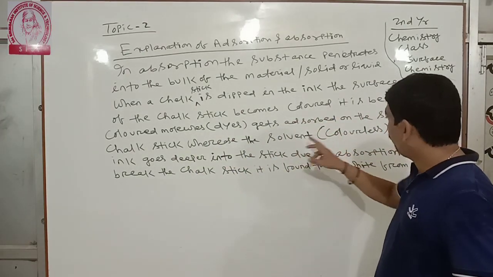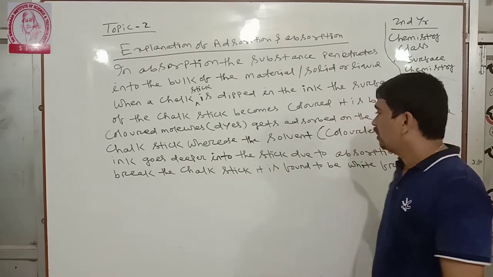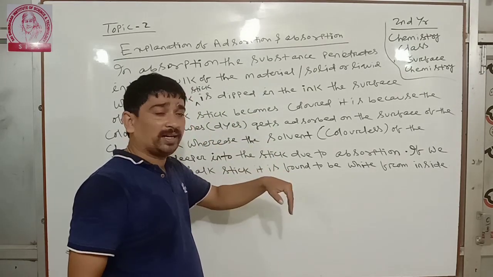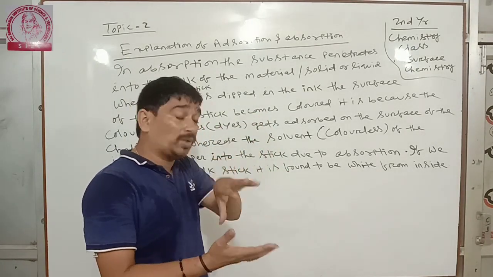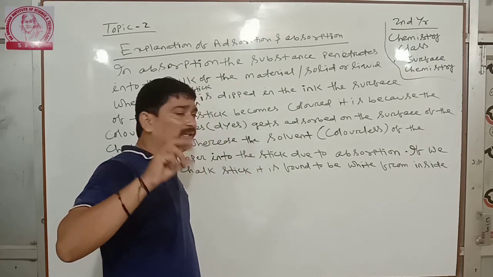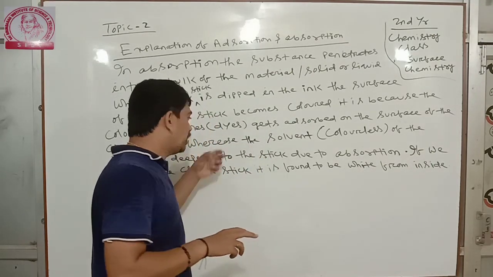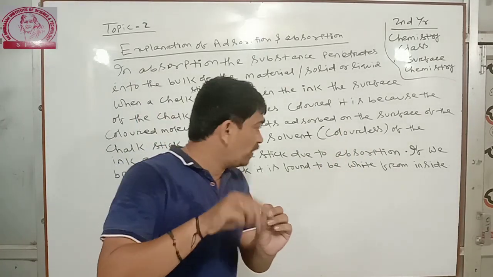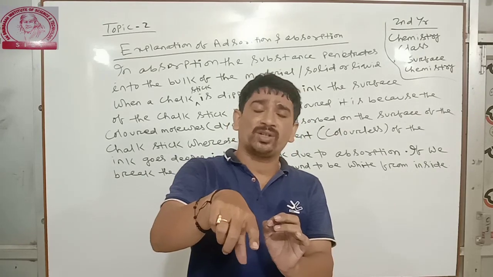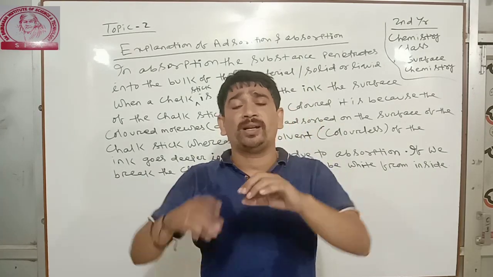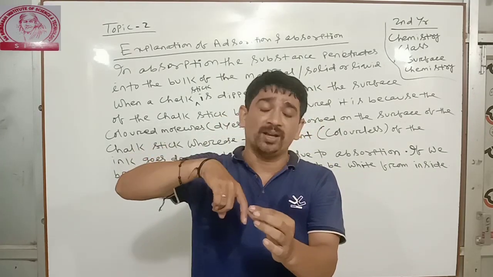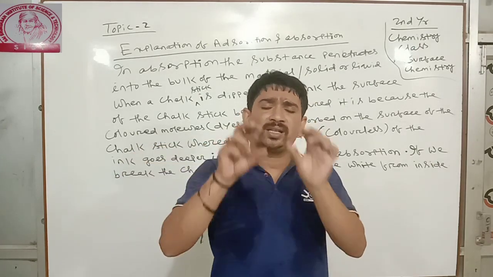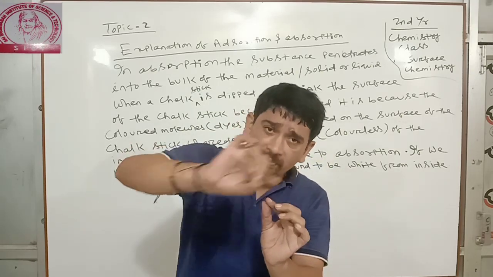What will happen? The solvent or colorless part of the ink goes deeper into the stick due to absorption. So the solvent or colorless molecules go deeper into the chalk stick, and the dyes or colored molecules get adsorbed on the surface. So dyes get adsorbed on the surface of the chalk, whereas the solvent or colorless molecules go deeper into the chalk.